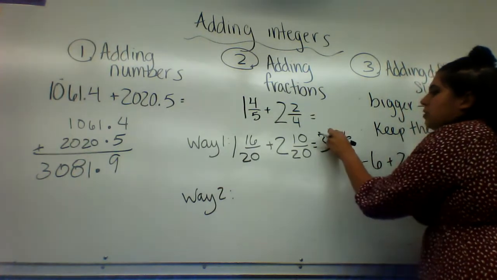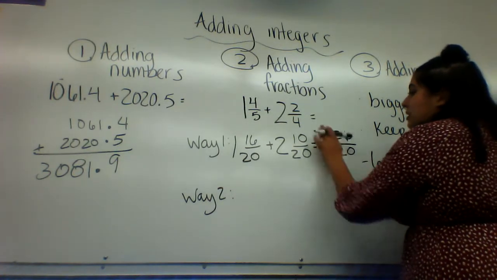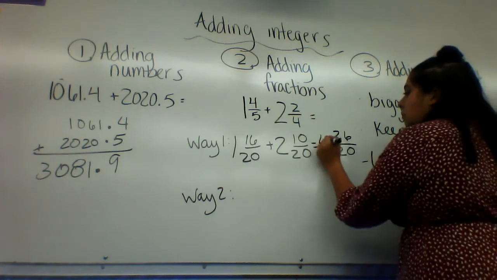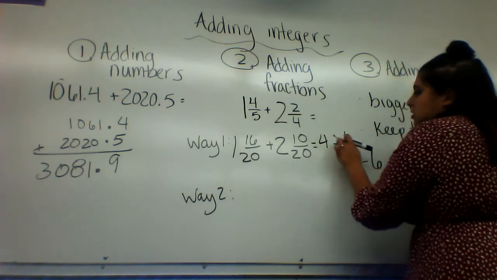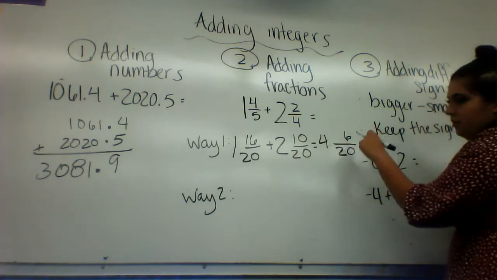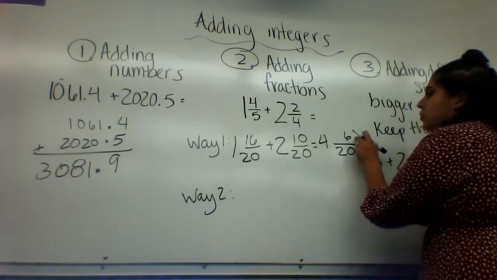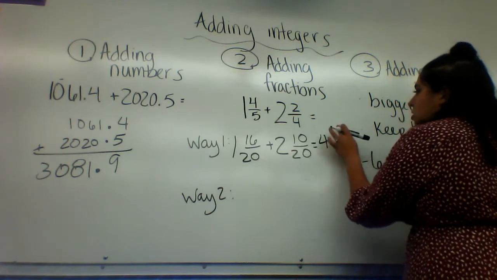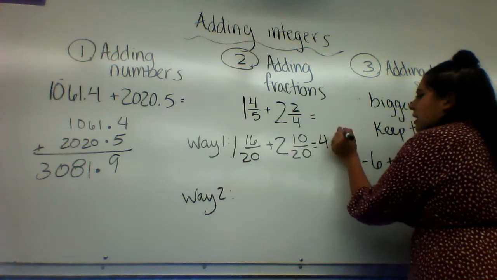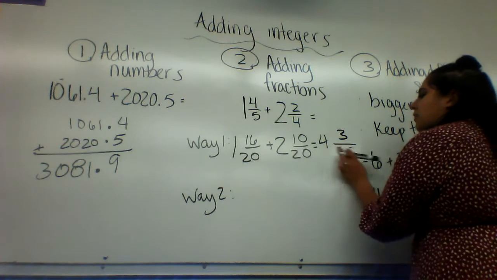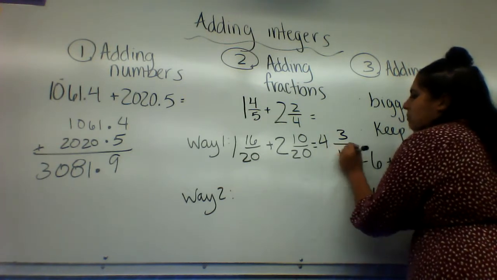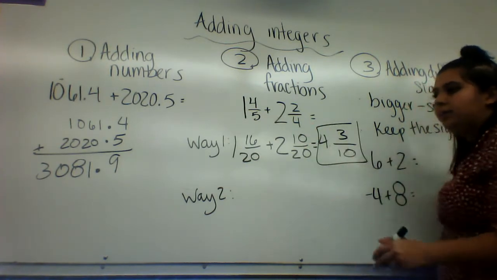I know that 20 goes into 26 one time. So this is actually a 4. And then this turns into a 6. But this can be simplified, like we talked about in another video. So I know that 2 goes into the top and the bottom. So 6 divided by 2 is going to give me 3. And 20 divided by 2 is going to give me 10. So that would be my final answer.